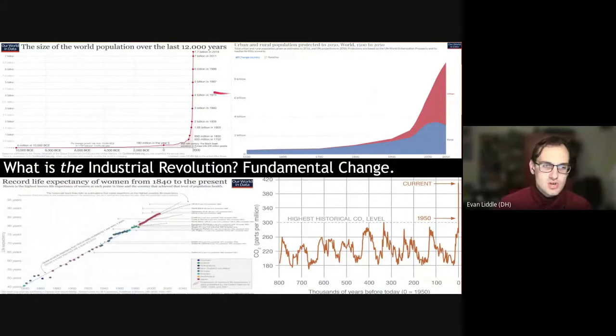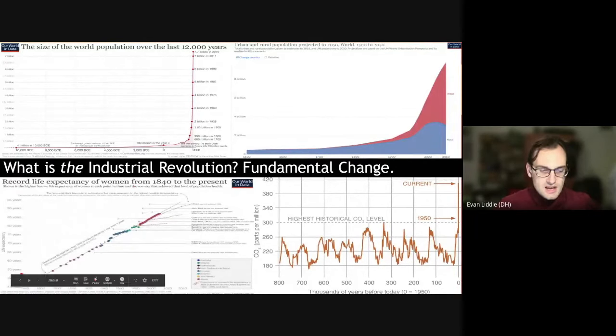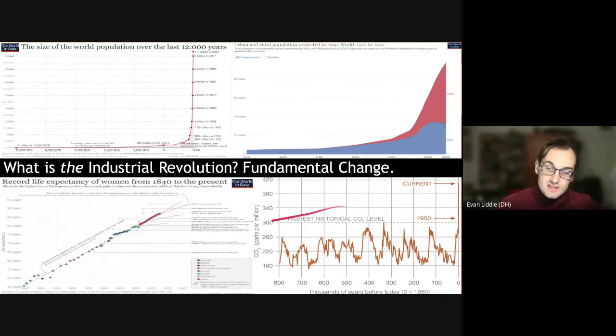So this chart number 1, this is the world population over the last 12,000 years. Notice that it shoots up around the time of the Industrial Revolution. This is life expectancy of women in the last 180 years. Notice how it went from about 49 years all the way up to 88 to 90 years. That's the highest that life expectancy has ever been. CO2 levels in the atmosphere. I don't have to tell you much about global warming, but where we find ourselves currently is a direct result of the CO2 that we have pumped into the atmosphere as a result of the Industrial Revolution.